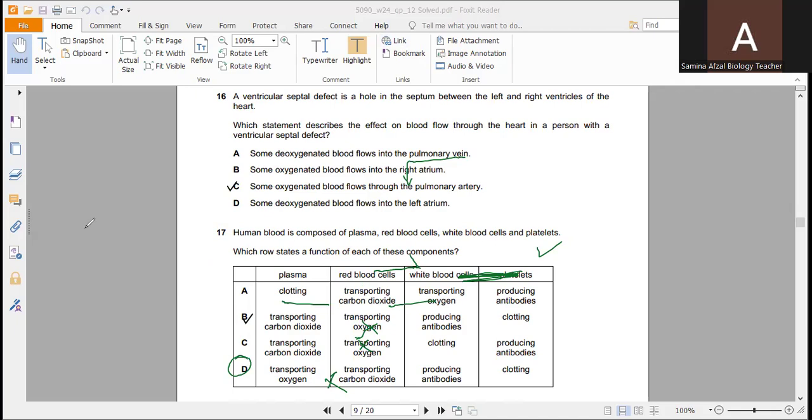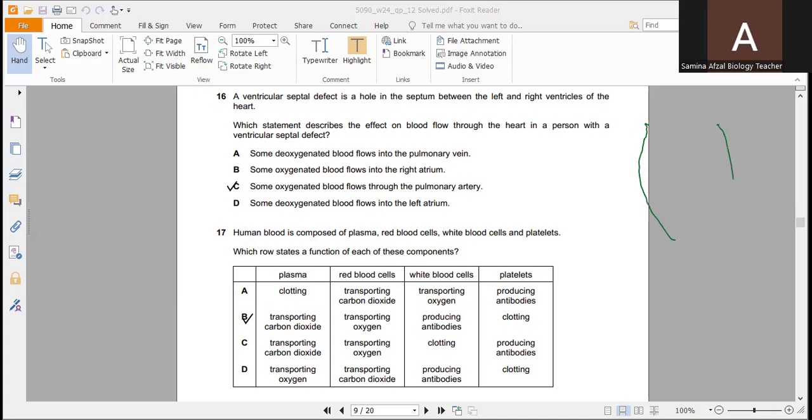A ventricular septal defect is a hole in the septum between the left and right ventricles of the heart. Which statement describes the effect on blood flow through the heart in a person with a ventricular septal defect? First of all, a ventricular septal defect is a hole in the septum, the wall that separates the right and left ventricles of the heart.